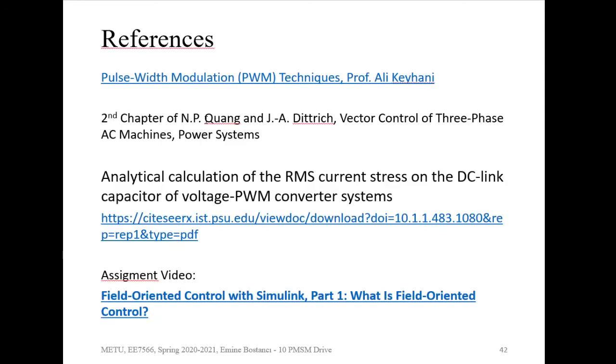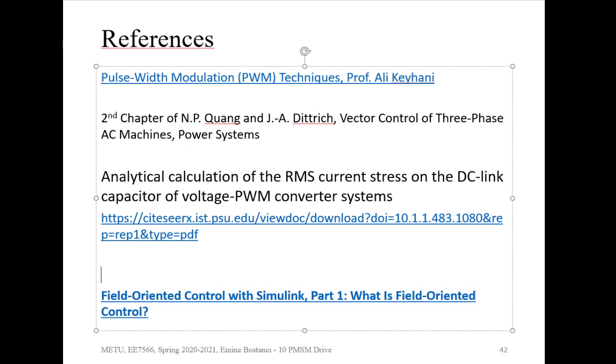Okay, here are some references for the pulse width modulation, for the RMS current of the DC link capacitor calculations, and there's also a video, let's say not an assignment, just a video for the field-oriented control. Okay, thanks for listening.